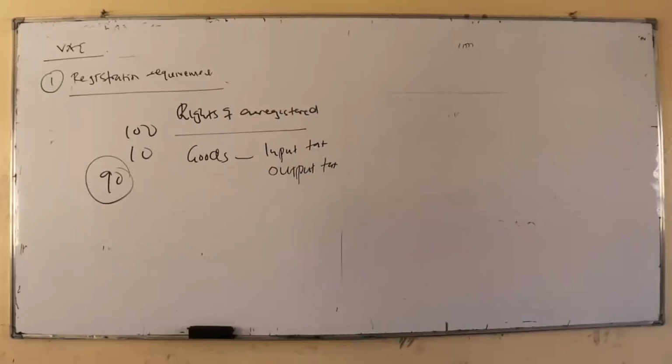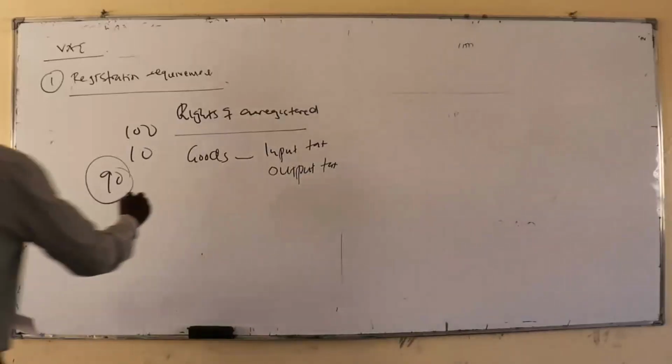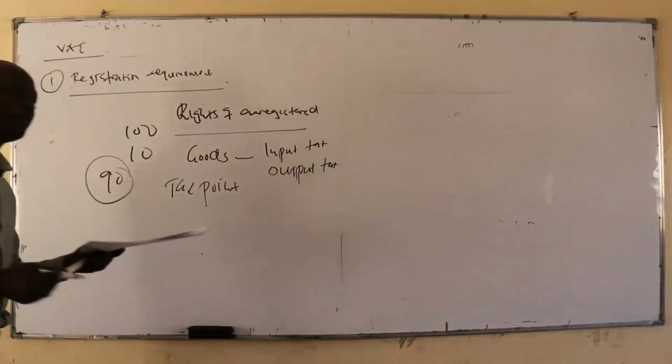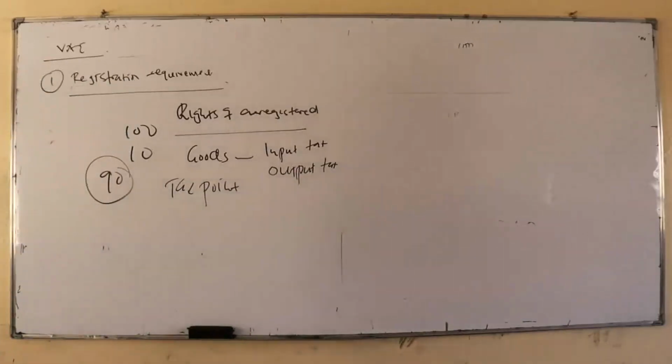Then there is what we call tax point. Tax point is the point when VAT is due and is to be paid. This refers to the time when the supply is deemed to have taken place and VAT becomes due. This is the point when the VAT becomes due. In other words, you need to account for it, to pay for it.